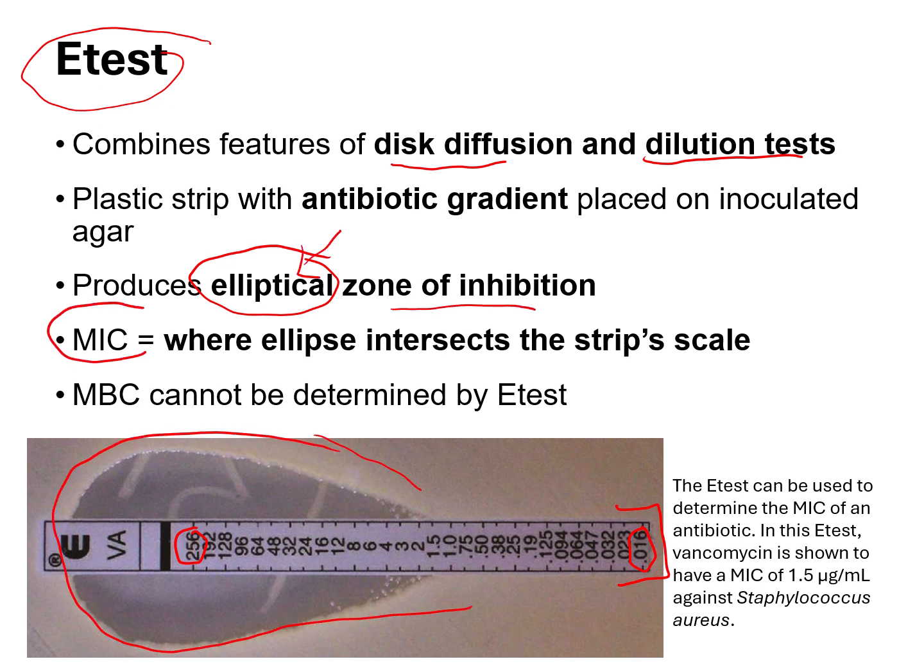The minimum inhibitory concentration is where the ellipse intersects with the strip. And here it looks like about 1.5. Yep, that's what they say, about 1.5 microgram per mil. But unfortunately, we cannot determine the minimum bactericidal concentration using this test.